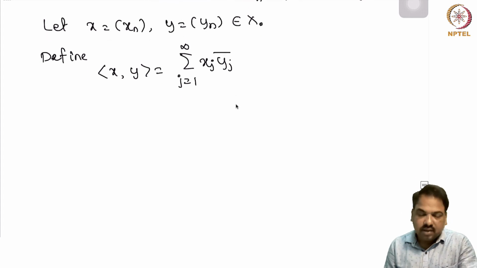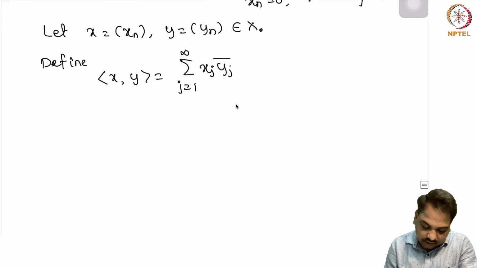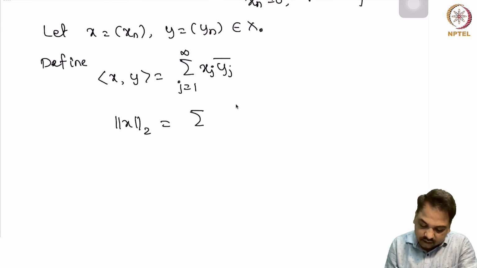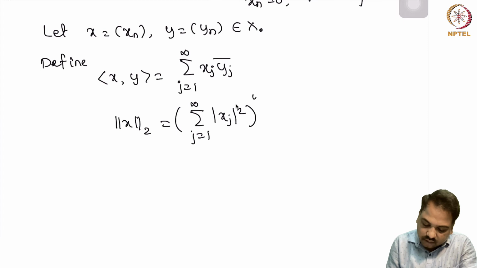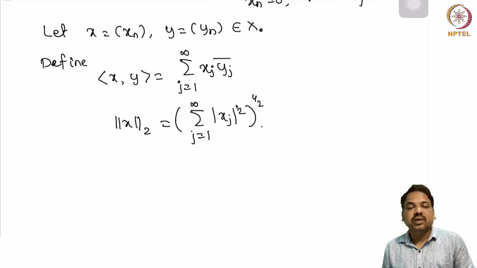Okay, we can easily check that this is an inner product on C00 space, and the induced norm, again this is denoted by suffix 2, is nothing but summation j equal to 1 to infinity mod xj square, power 1 by 2. This is also a generalization of the Euclidean norm.